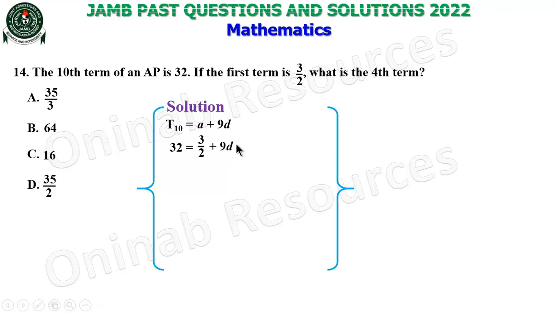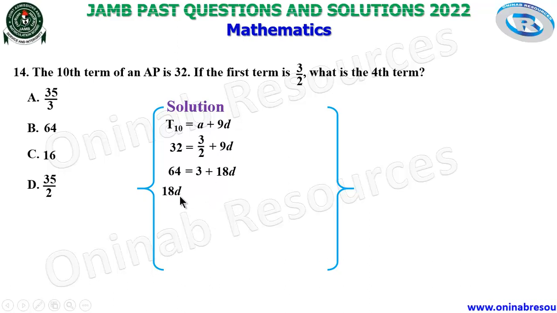We are looking for D. From there, we'll be able to get the fourth term. Multiplying through by 2, I have 64 is equal to 3 plus 18D. I've multiplied each by 2. So 18D is equal to 64 minus 3. 18D is equal to 61. So that D, which is the common difference, is 61 over 18.